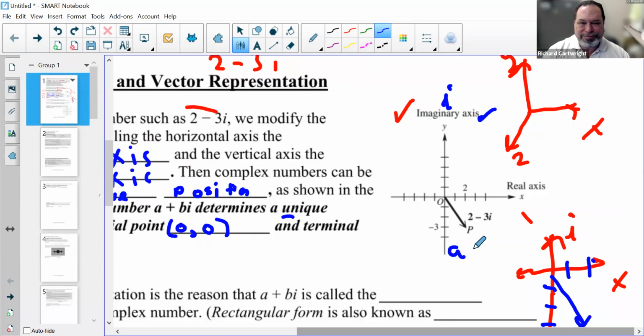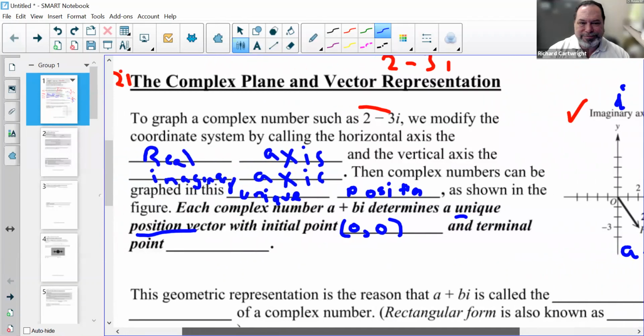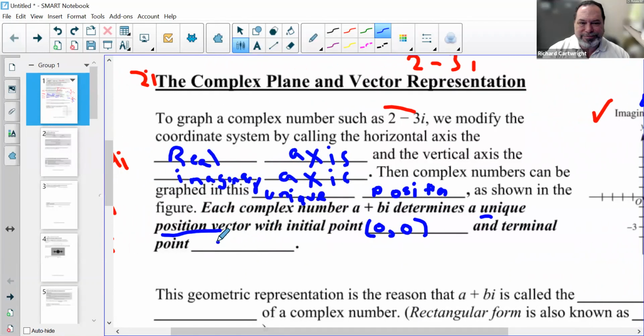I'll go a plus or minus, but if you say plus, you can add a negative number, bi. So it's that he probably put this down here in the notes. That's going to be your terminal point. So I'll write, it's going to be a point where a is your real part, that's your x. And then we say b is your imaginary number part, and we put an i on it to tell you that it was on the imaginary axis.